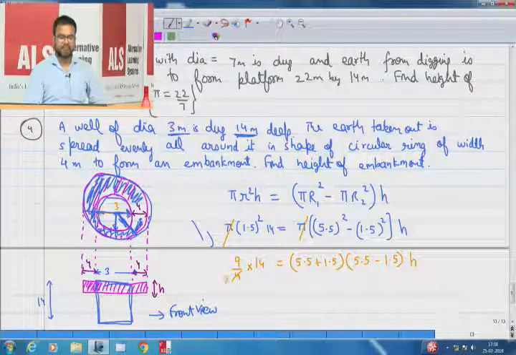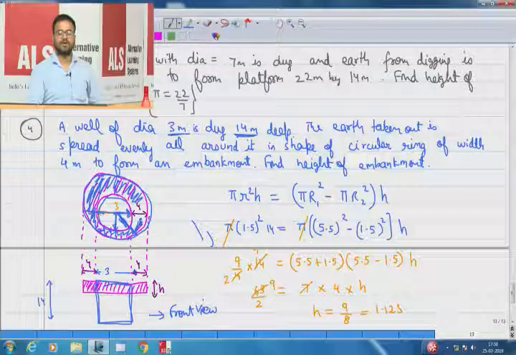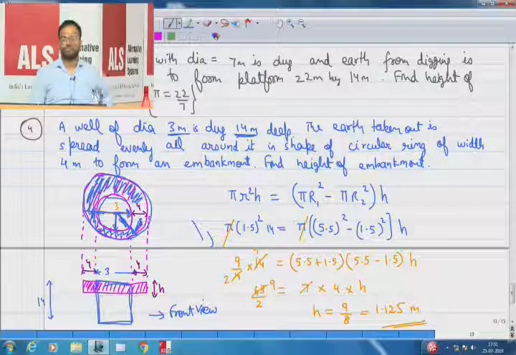This 4 will cancel out 2 times, and 7 times. So 63 over 2 it is. 5.5 plus 1.5 is 7. 5.5 minus 1.5 is 4, into height. 7 9 times 63. So finally height is 9 by 8, which is 1.125. Not 1.15, Kohima, 1.125, 9 upon 8.